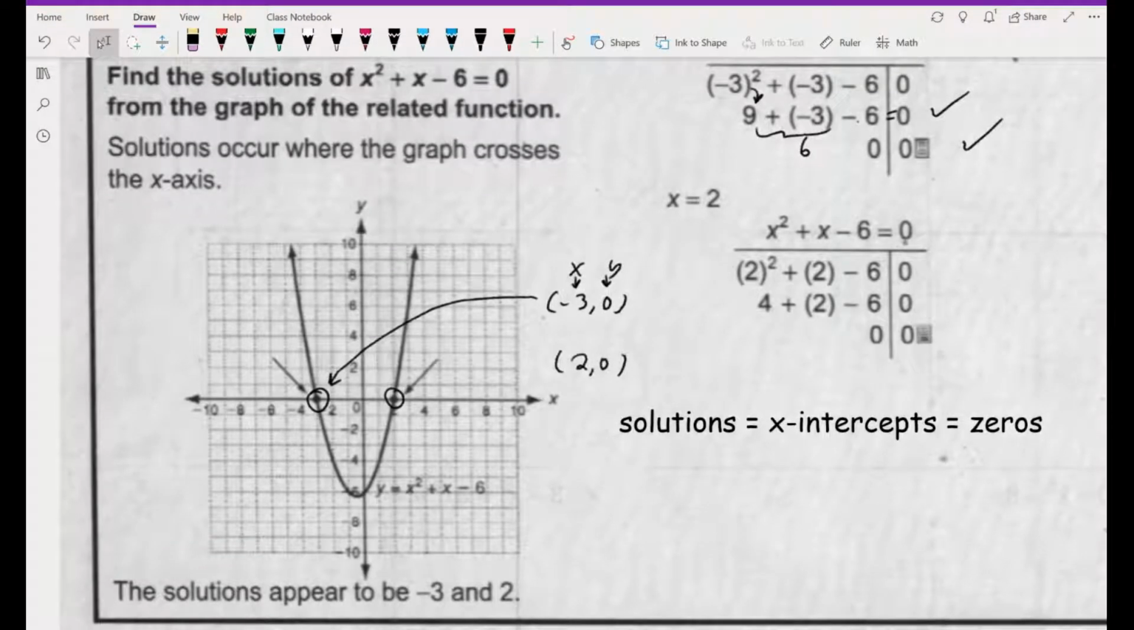Similarly, we can plug in x equals 2 where the x is. And here again, we're going to get the same values, 4 plus 2, which is also equal to 6. And of course, 6 minus 6 does equal 0. And 0 equals 0. So that is another true statement. So (-3, 0) and (2, 0) are the correct solutions.